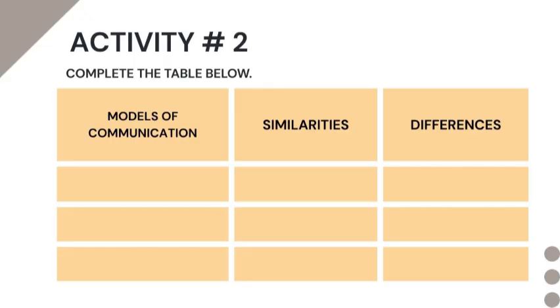Activity number 2. Complete the table below. Objective. This activity helps you analyze and compare different models of communication by identifying their similarities and differences. 1. In the first column, models of communication, write the names of different communication models. Linear model, interactive model, transactional model. 2. In the second column, similarities, describe what the selected model has in common with the others. For example, involves a sender and a receiver. 3. In the third column, differences, explain how the model is different from the others. For example, the linear model is one way. It does not include feedback.